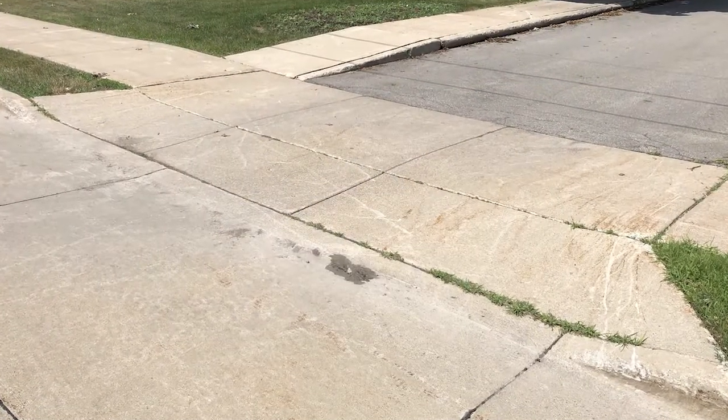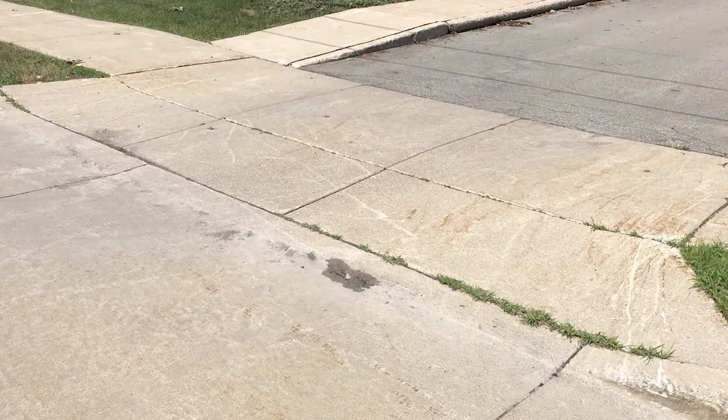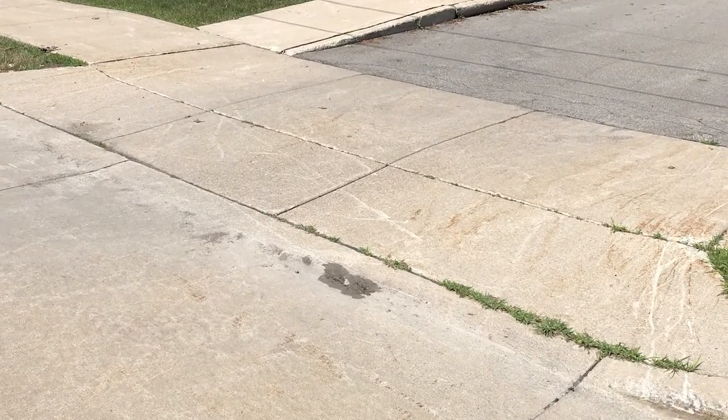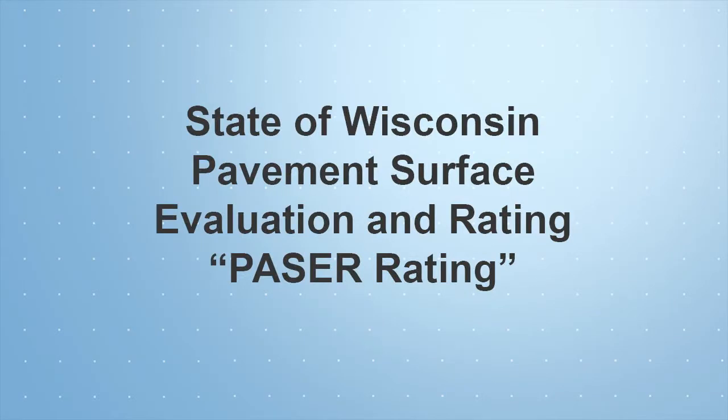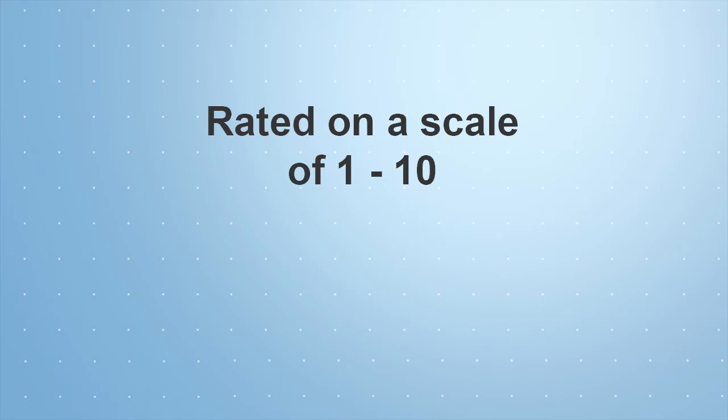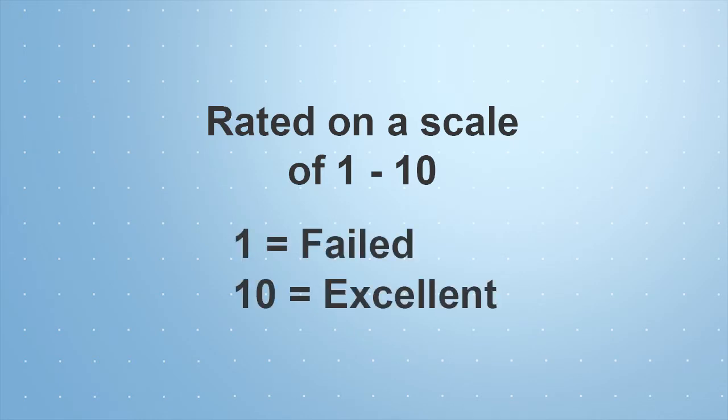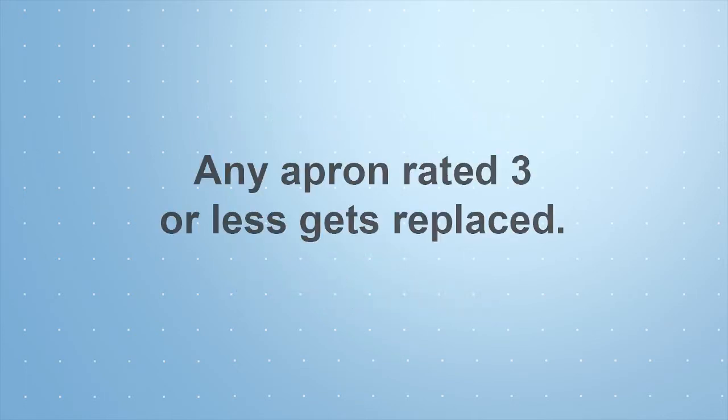Driveway approaches, or aprons, have been looked at under this program since 2013. The City of Oshkosh uses the State of Wisconsin Pavement Surface Evaluation and Rating, or the PASER rating, to rate driveway approaches on a scale of 1 to 10, with 1 being failed to 10 being excellent like new. Any apron that gets rated a 3 or less gets replaced under this program.